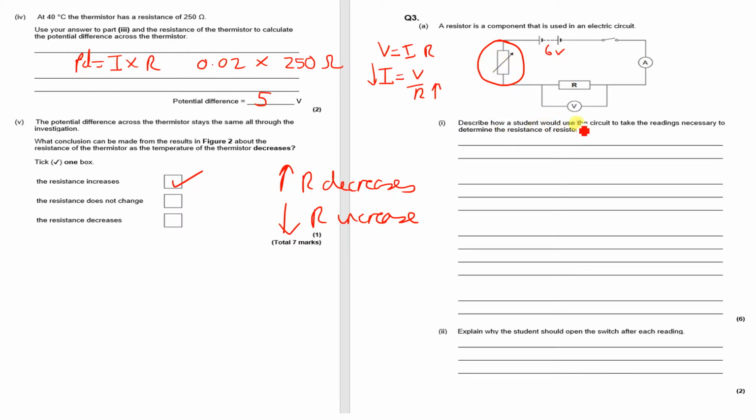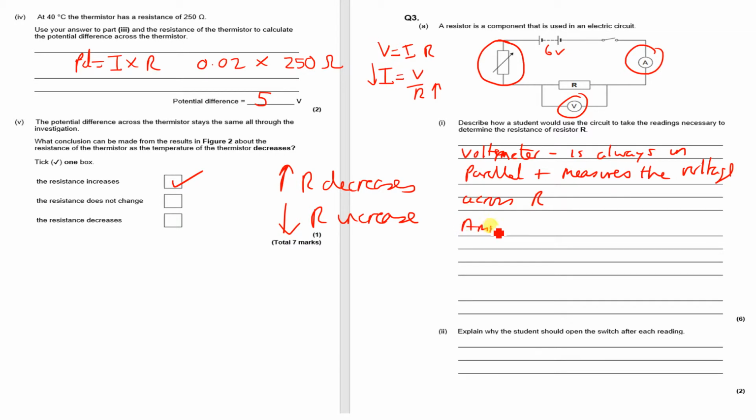So how could we use it? Well, when you get a question like this, you must talk about how you use the different pieces of equipment first. So the voltmeter, spell it correctly, the voltmeter is always in parallel and measures the voltage across the resistor. The ammeter is in series and measures the current.